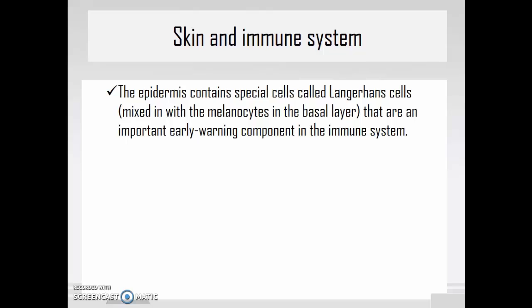If you can recall, our skin is divided into two layers, that is epidermis and dermis. The dermis will have glands, that is the sweat glands and the sebaceous glands, but the epidermis has the special cells, that is the Langerhans cells, mixed with melanocytes, and they are very important as an early warning component in the immune system.